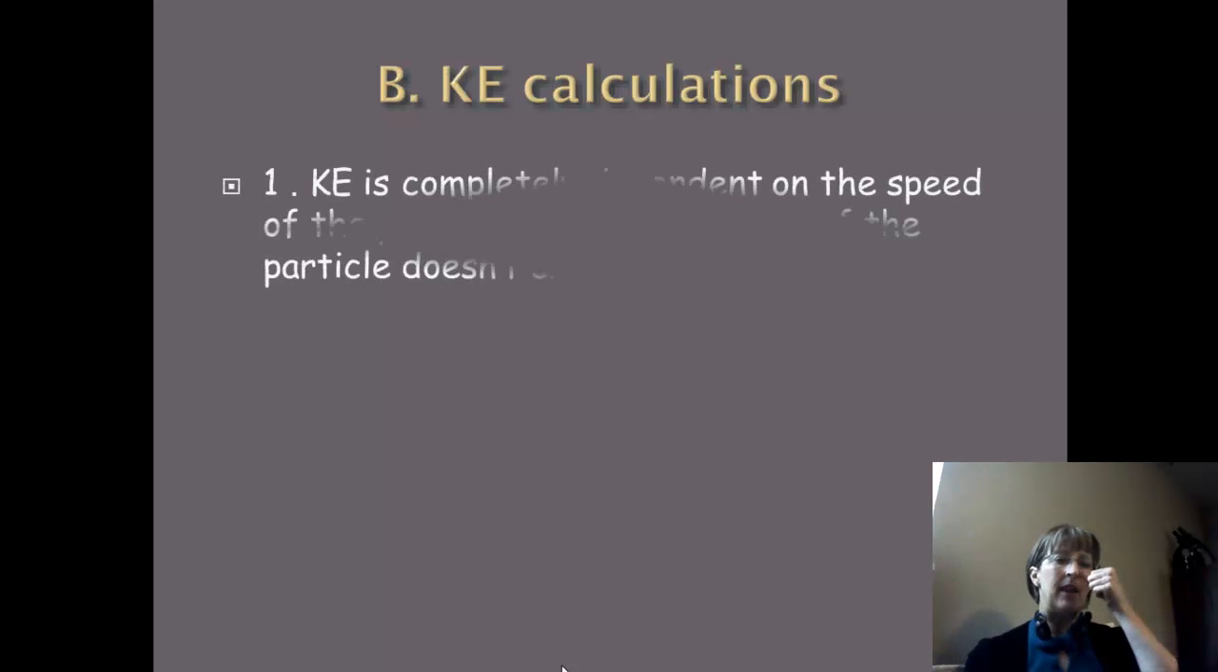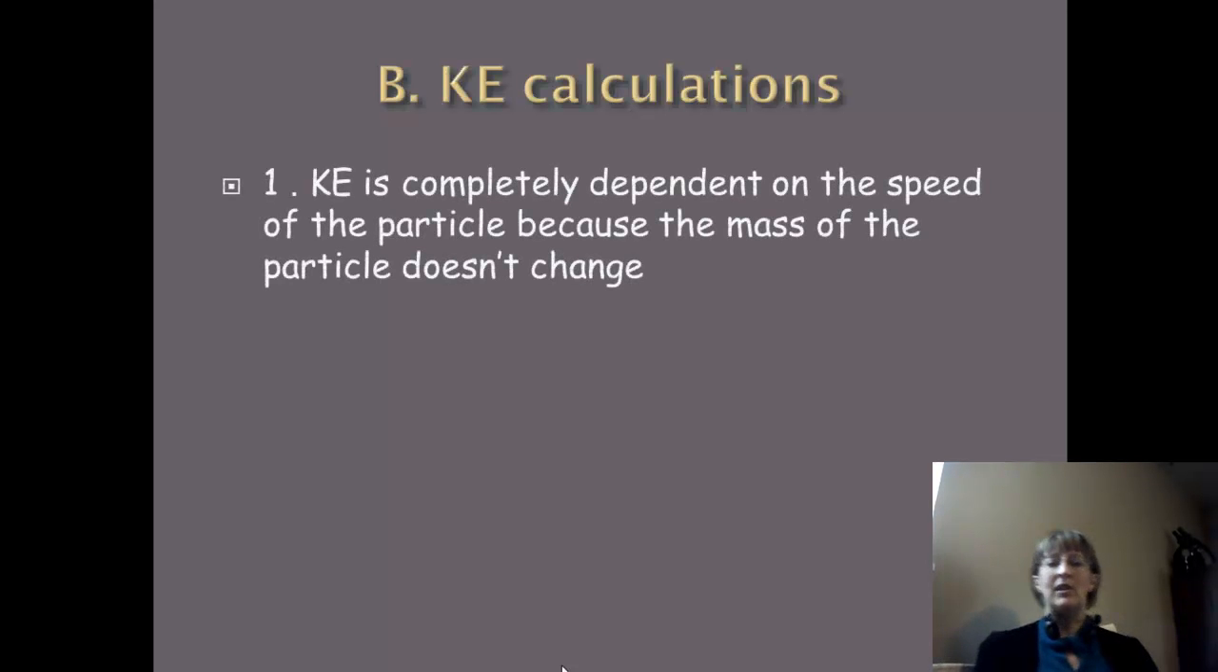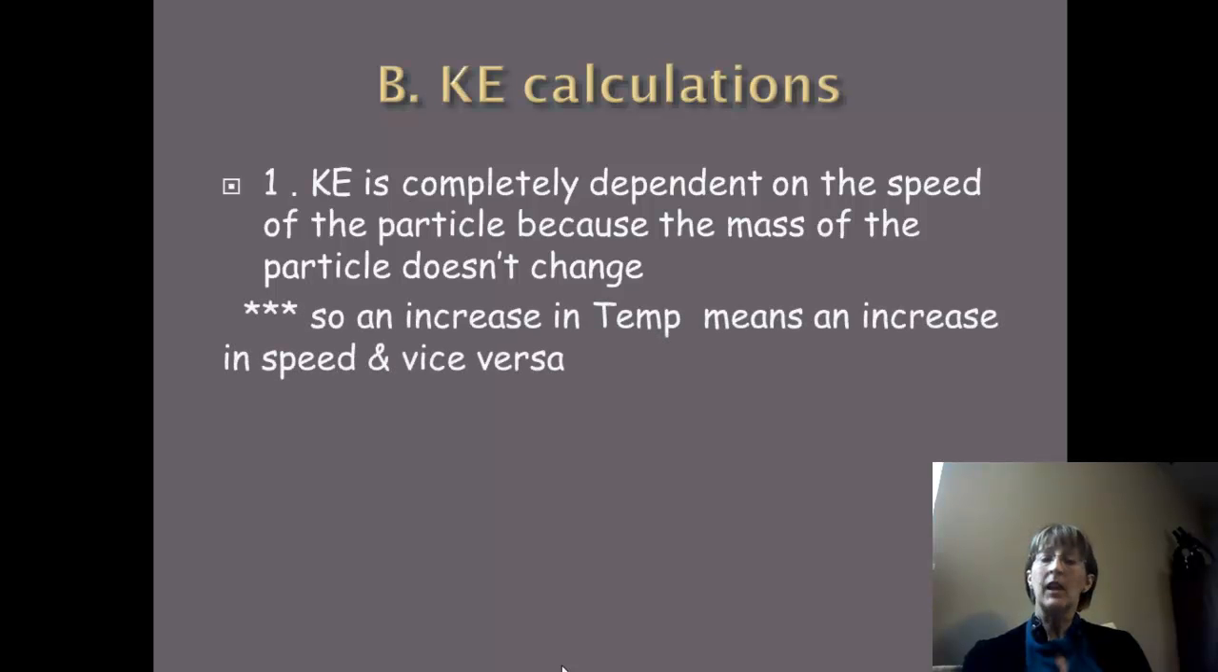Now, there are some kinetic energy calculations here. Kinetic energy is completely dependent on the speed of the particle because the mass of the particle, when we're talking about one particular gas, doesn't change. So KE is 1/2 mv squared. Mass is not going to change. It's the velocity that it's dependent upon. So an increase in temperature means an increase in the speed of the molecules and vice versa. You increase the speed of the molecules, you increase the temperature.